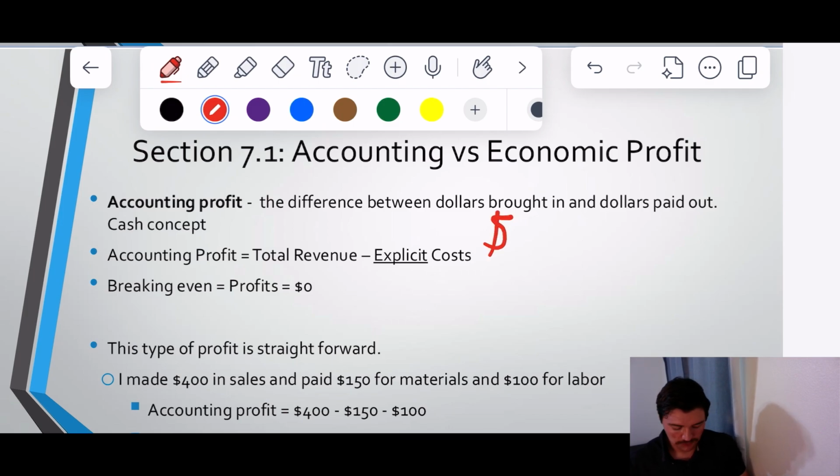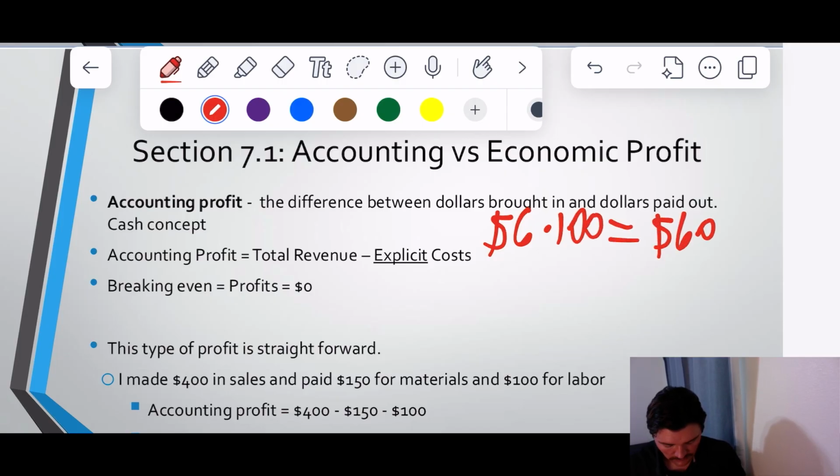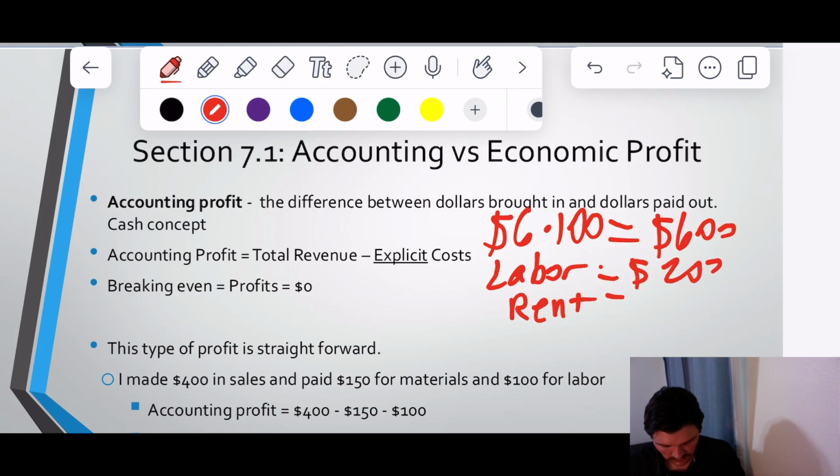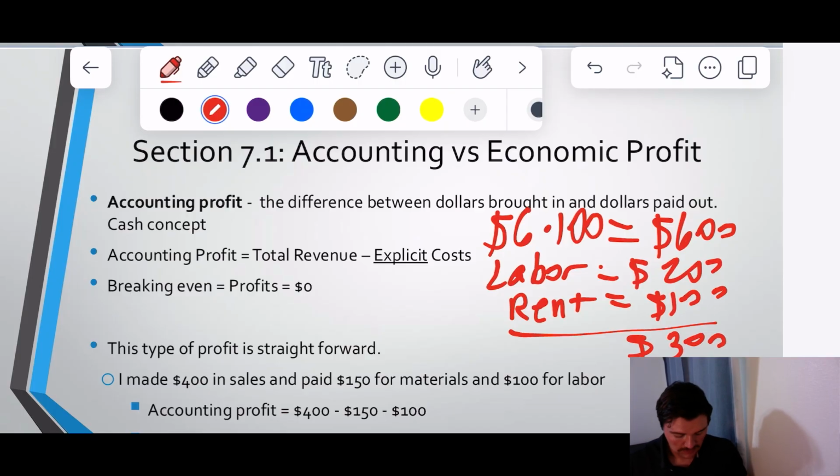All right. So going back to our example of the $6 latte, you make 100 of them. That's $600. But let's say you had to pay your labor $200, right? And you had to buy materials and rent. Let's say it's $100. So your accounting profit would be $300. Okay. So this is what accounting profit is. Pretty straightforward. What money comes in minus the exact cost that's coming out.